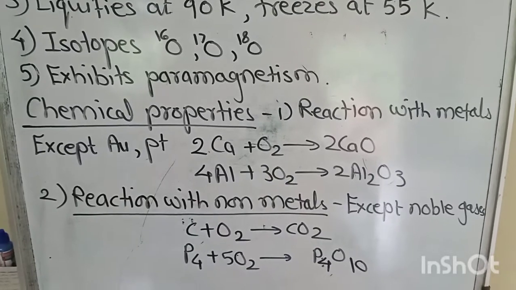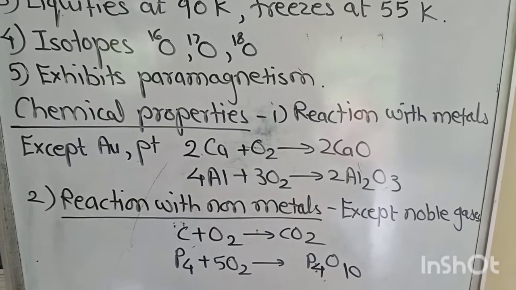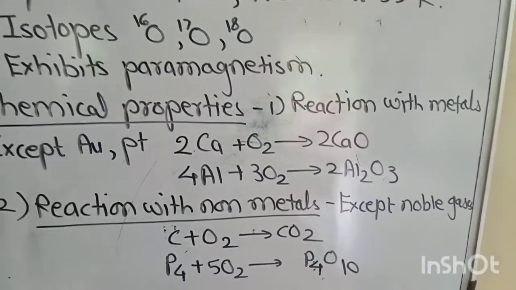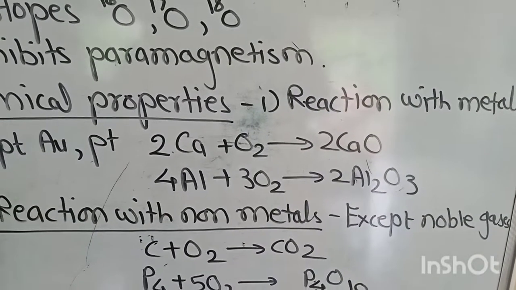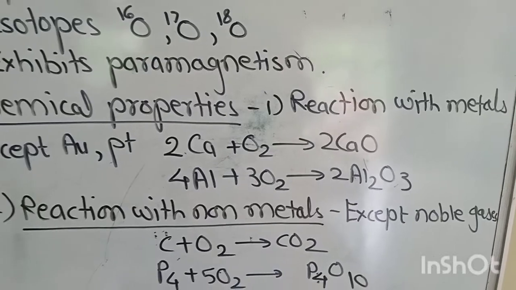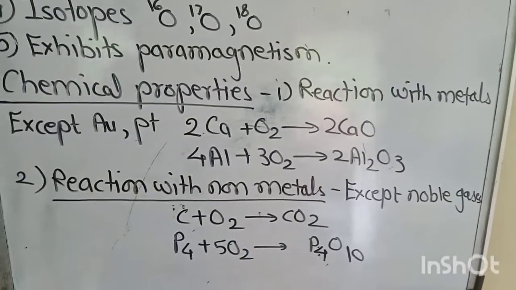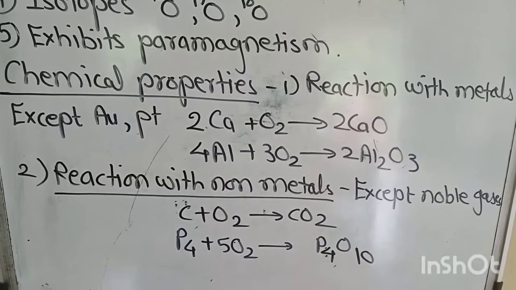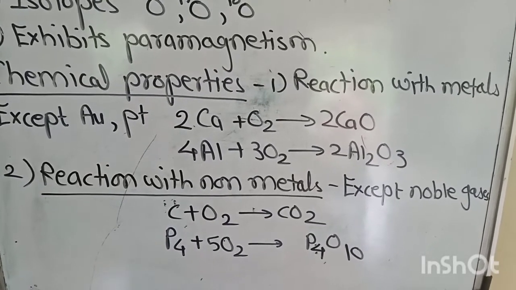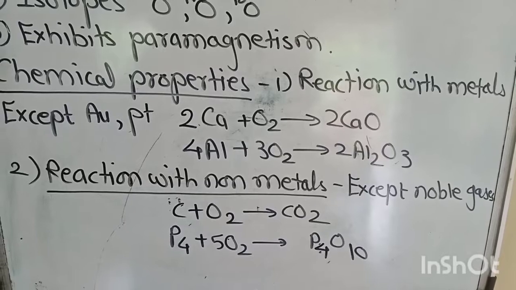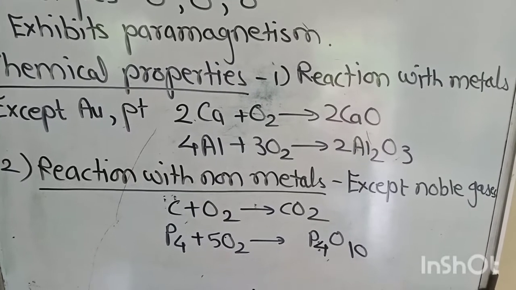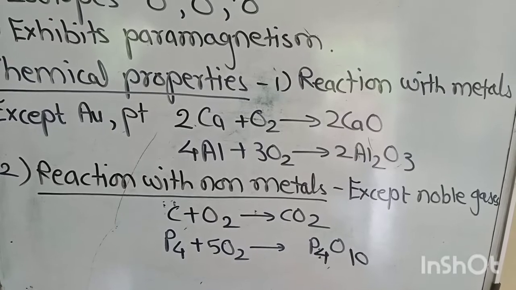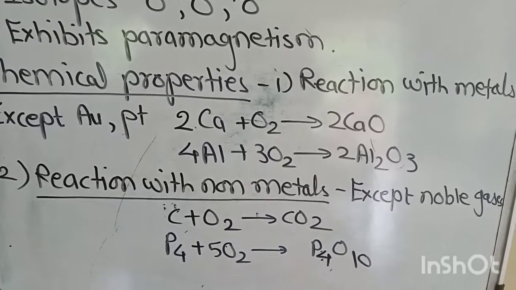Now chemical properties, they are very simple. Reaction with metals: except gold and platinum, it reacts with metals to form oxides. So you can see that with calcium it forms calcium oxide, with aluminium it forms aluminium oxide. Reaction with non-metals: except noble gases, it reacts with non-metals also to form their respective oxides. So with carbon it forms carbon dioxide, carbon monoxide. With phosphorus it forms phosphorus pentaoxide.